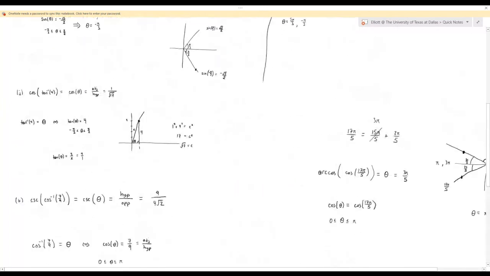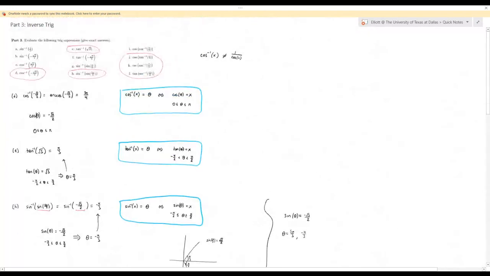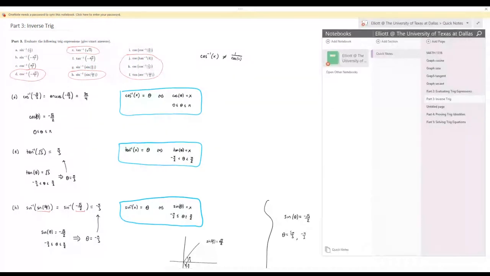All right, so let's go ahead and move on to the next part. There's two more parts that I wanted to cover. One part is proving some trig identities, and the last one is solving some trig equations.